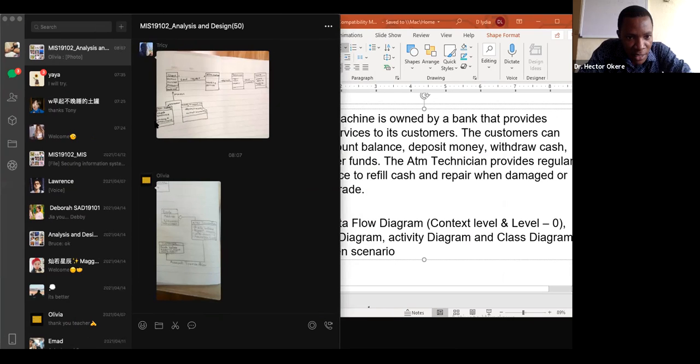Bank has a bank address and manages technicians. ATM transactions.